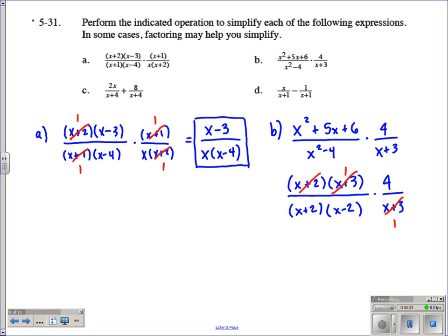I've got an x plus 2 and an x plus 2. They're exactly the same, so that also gives us 1. As we multiply this, we have 1 times 4, which gives us 4. And in our denominator, 1 times the quantity of x minus 2 times 1 gives us x minus 2. So we end up with 4 over the quantity of x minus 2.